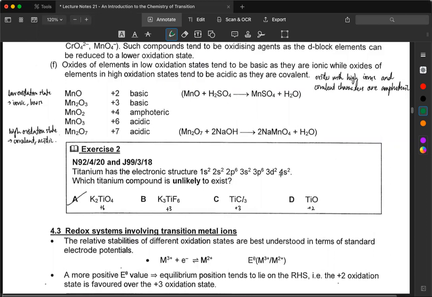So this compound is unlikely to exist. If you look at titanium and draw out the 3d and 4s, you can tell that the number of available electrons is 2 plus 2, 4. So 2 unpaired 3d electrons and 2 4s electrons. If you look at the oxidation state of each compound, here is plus 3, and plus 2. So these are possible, but plus 6 is a bit too much for this. So this is unlikely to exist because the maximum oxidation state of titanium can only be plus 4.